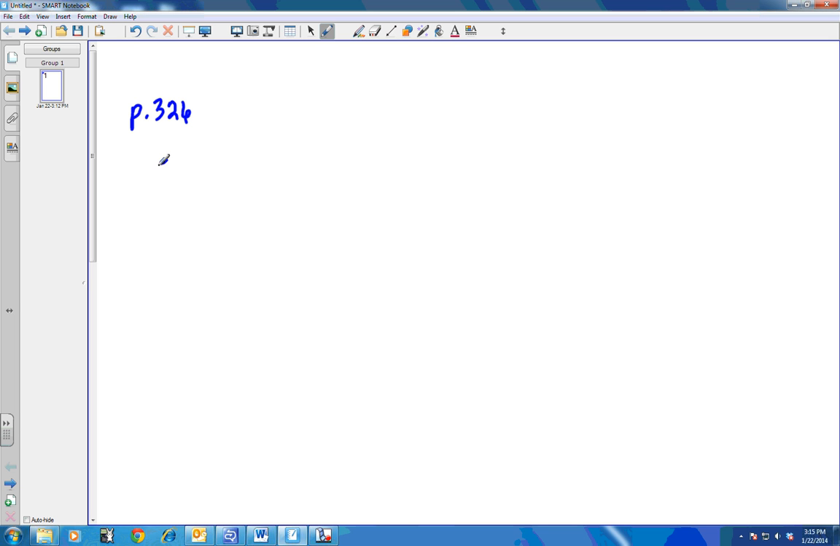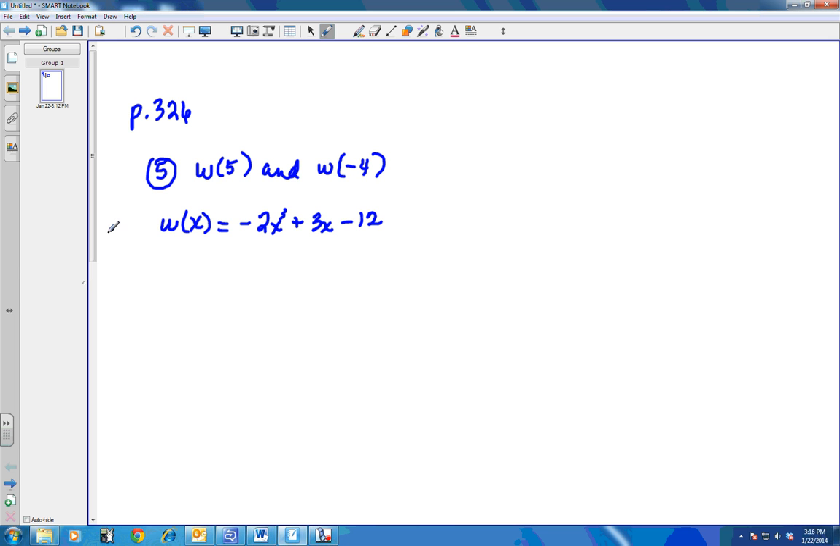So we're going to start with number 5. And number 5 says, find W of 5 and W of -4 for each function. And then for number 5, it told us that W of x equals -2x to the third plus 3x minus 12. Okay, so what that means is they've given us this function W, and they want us to find, our first problem will be W of 5.